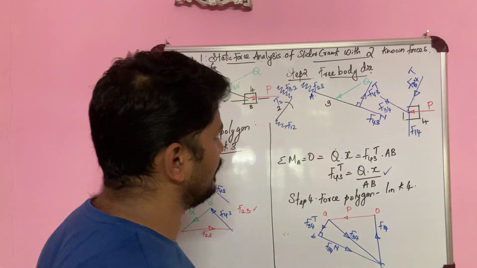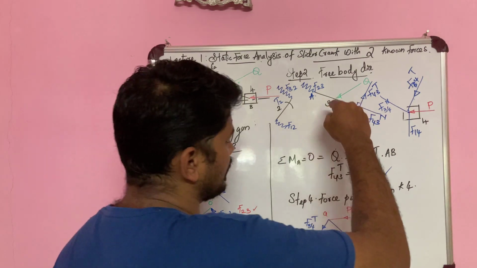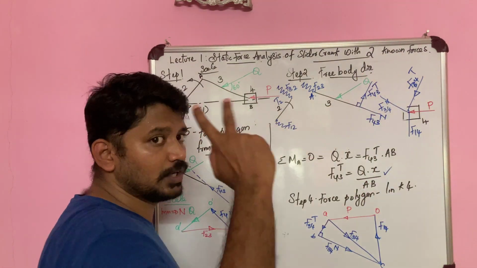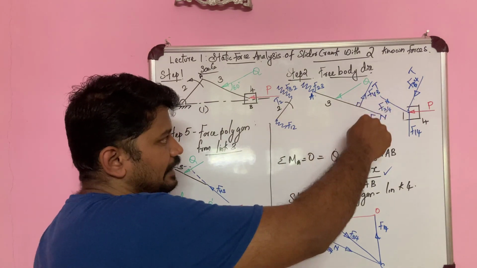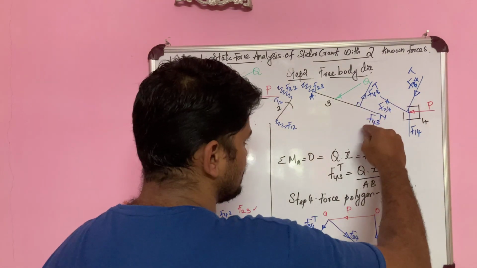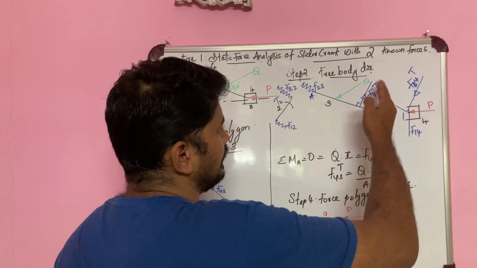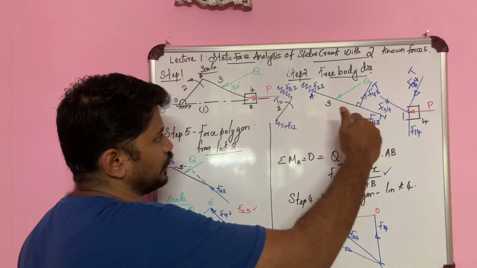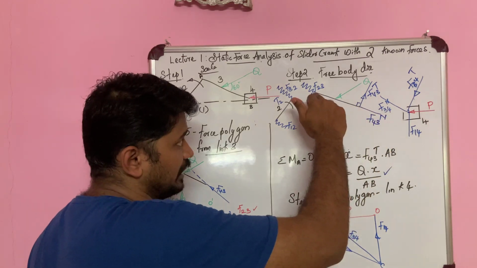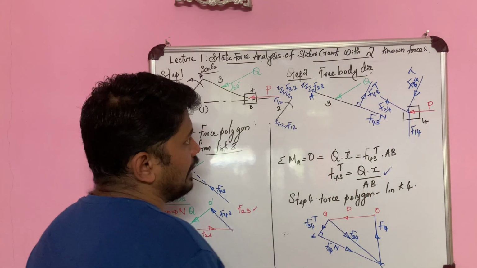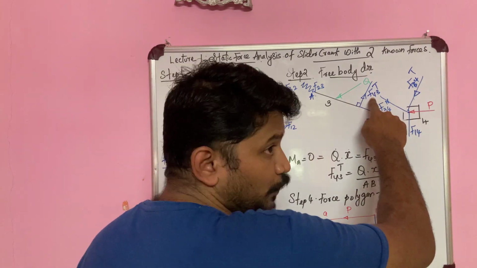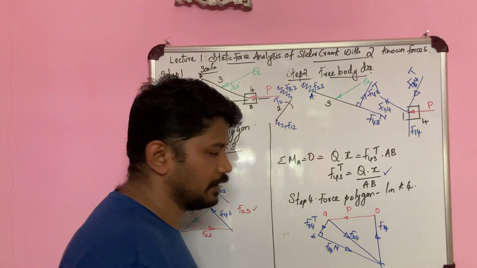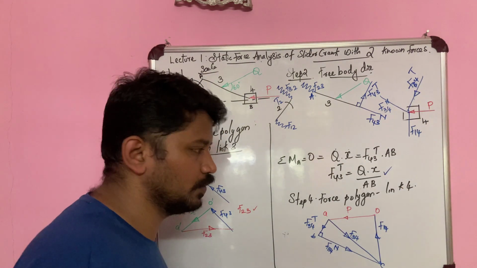So once we have drawn that, we are considering link 3. We are taking F43 into two components, F43T and F43N. F43N is parallel to the link and F43T is perpendicular to the link. After that, we are taking moment with respect to point A, and we are finding out the value of F43T. So F43T's value is Qx divided by AB. So we'll get a value over there.